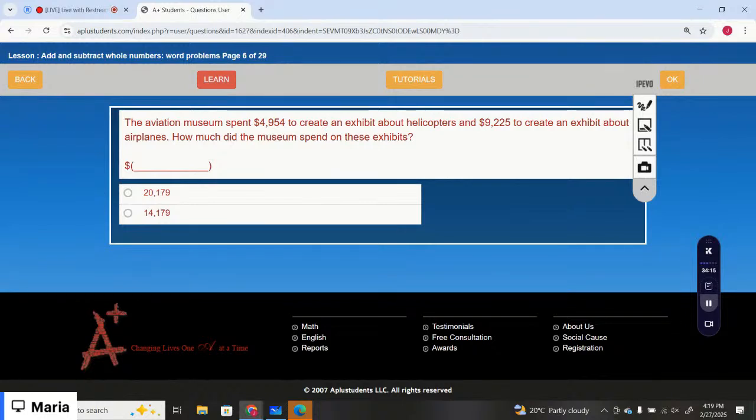The Aviation Museum spent $4,954 to create an exhibit about helicopters and $9,225 to create an exhibit about airplanes. How much did the museum spend on their exhibits? So, which is the correct option?